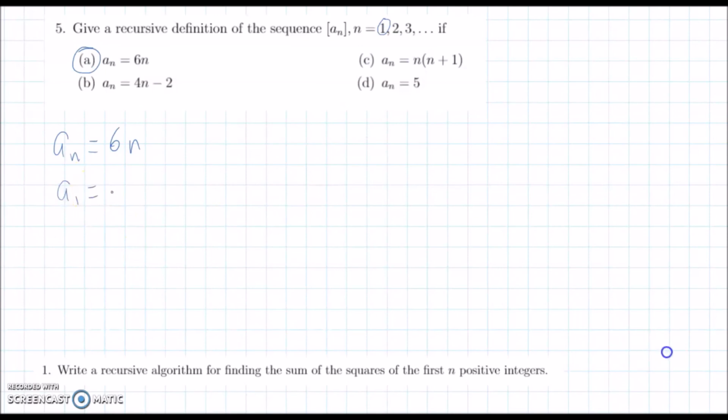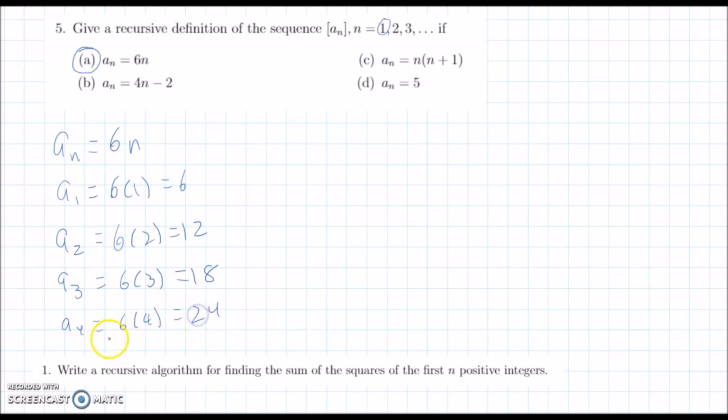So a1 is just equal to 6 times 1, which is 6. a2 is 6 times 2, which is 12. a3 is 6 times 3, which is 18. a4 is 6 times 4, which is 24, and so on and so forth. So look at the terms of the sequence. And what are we doing to get to the next one?